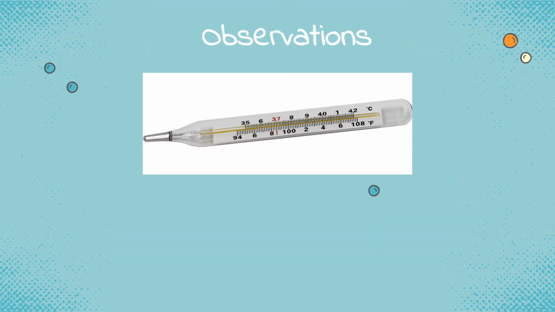We're going to go ahead and look at a couple of observations about the thermometer. A clinical thermometer consists of a long, narrow, uniform glass tube. You can see that's what it looks like in the picture here, right?